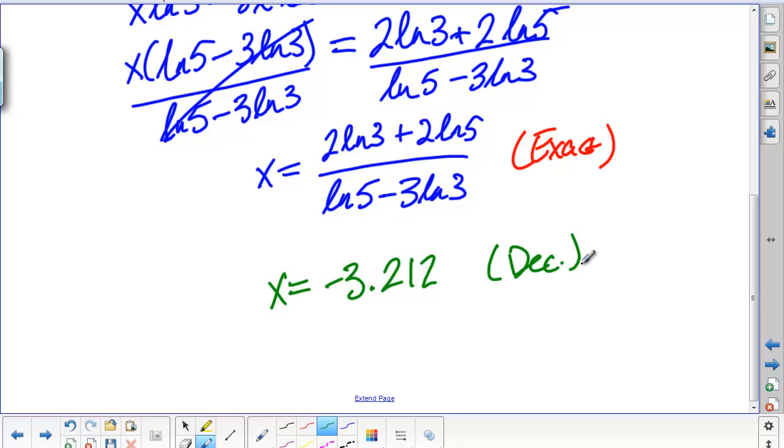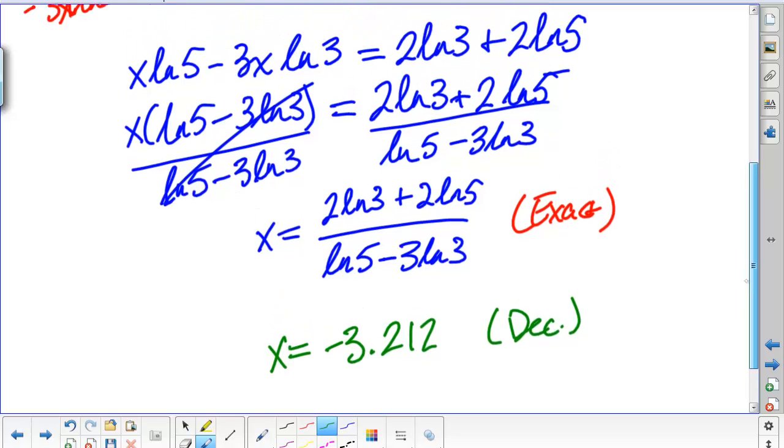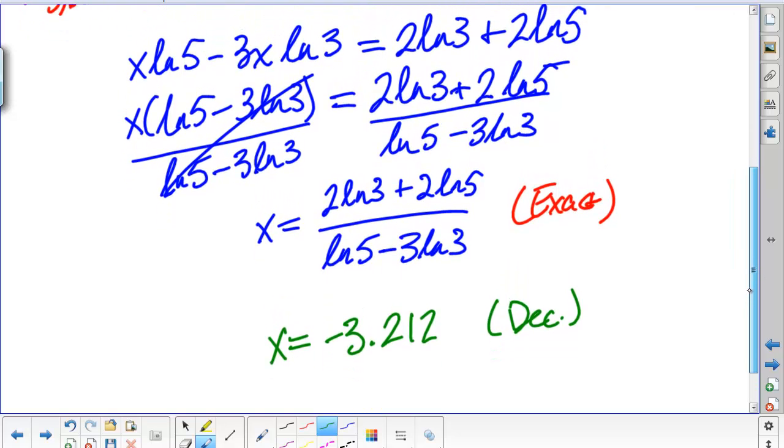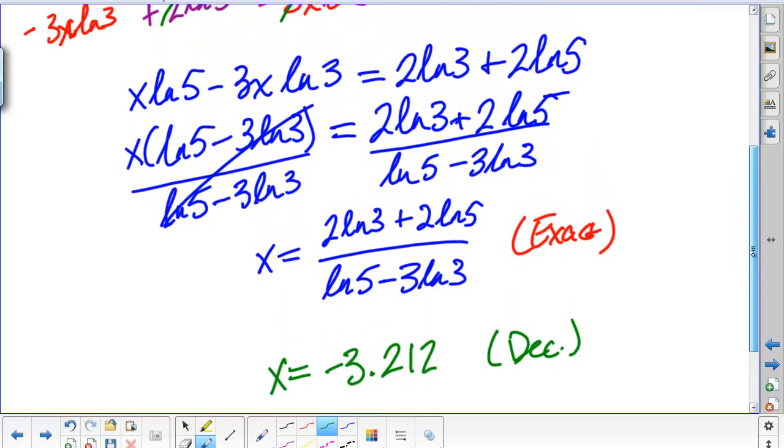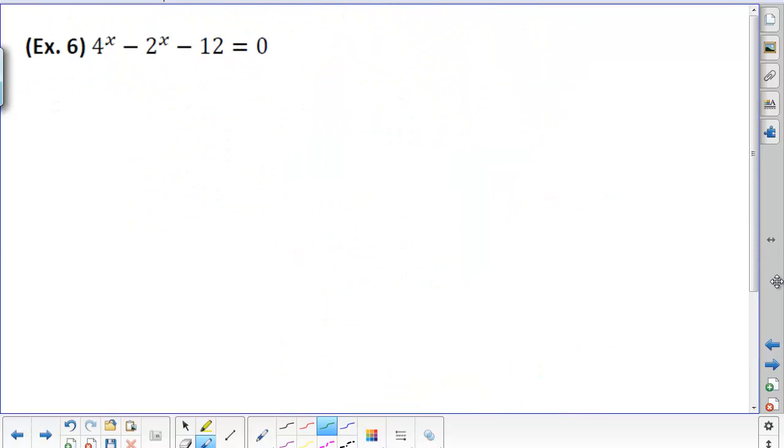Again, not the easiest, but hopefully you followed through some of that. 4 to the x minus 2 to the x minus 12. Now this one is another one that's a little odd. Here we've got 2 powers of x and then a constant. And so if you encounter one like this, you actually want to go about it almost a totally different way.